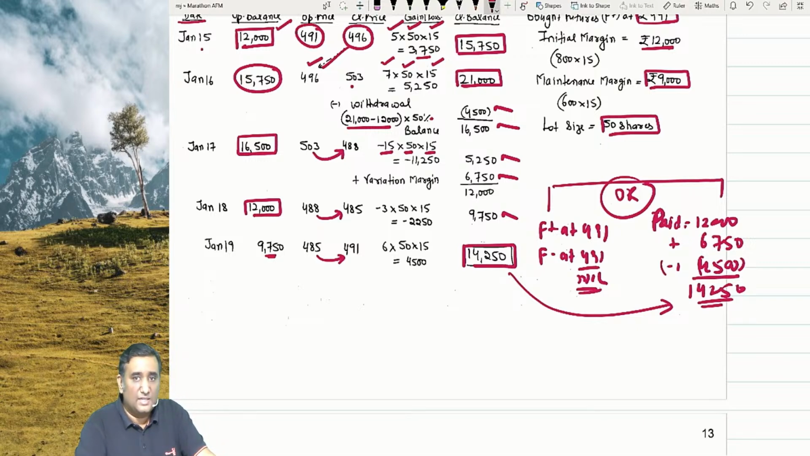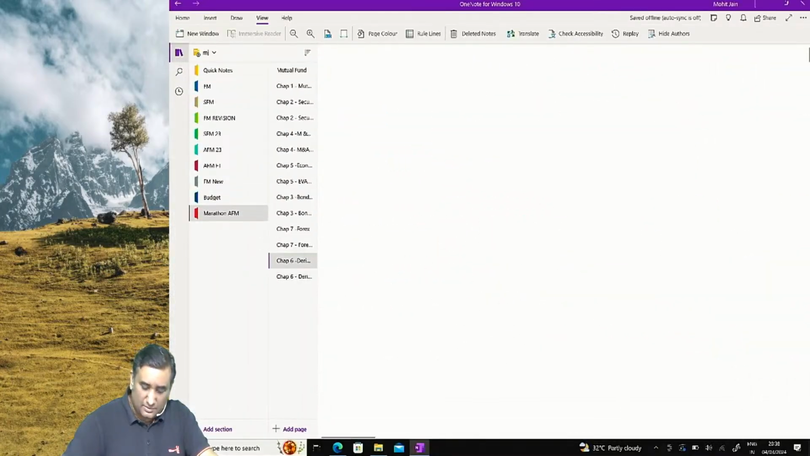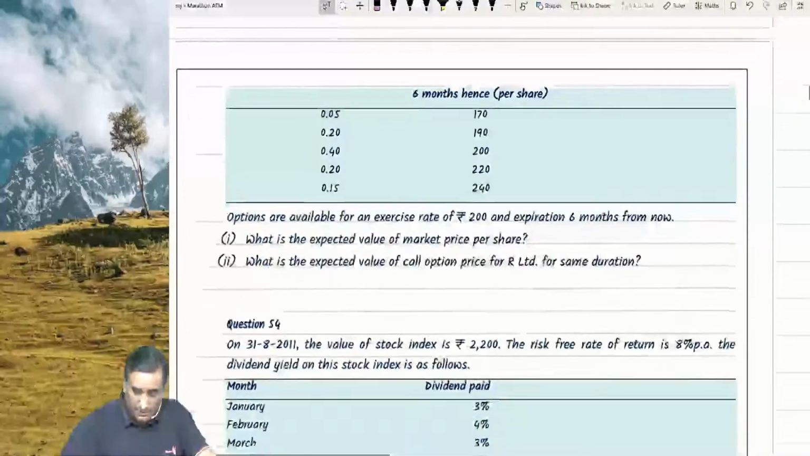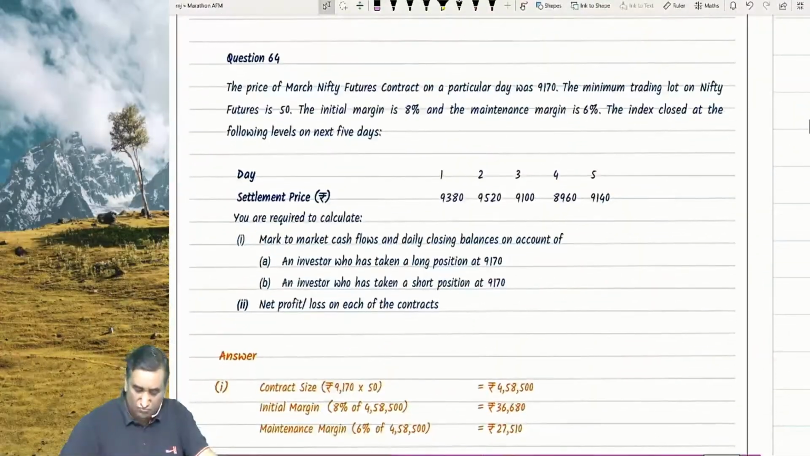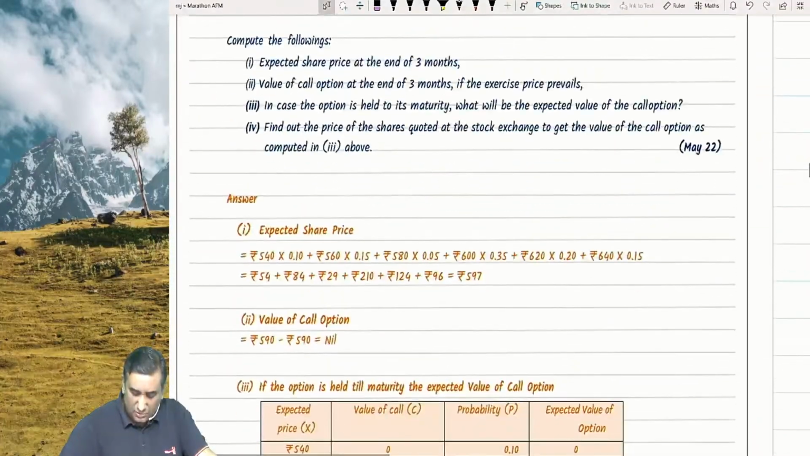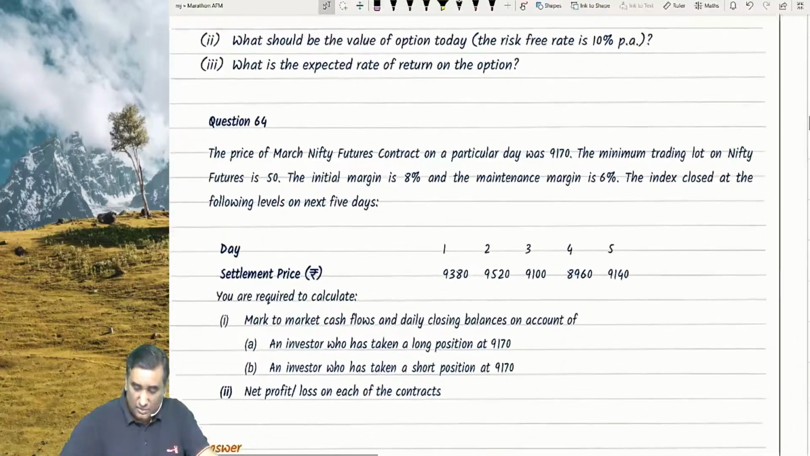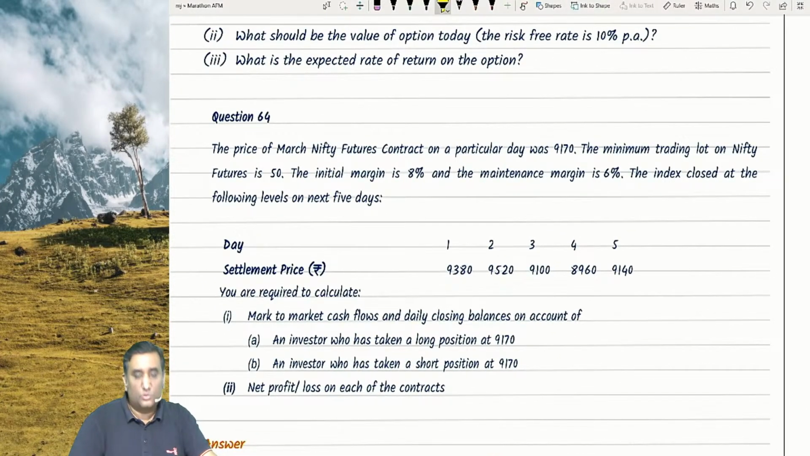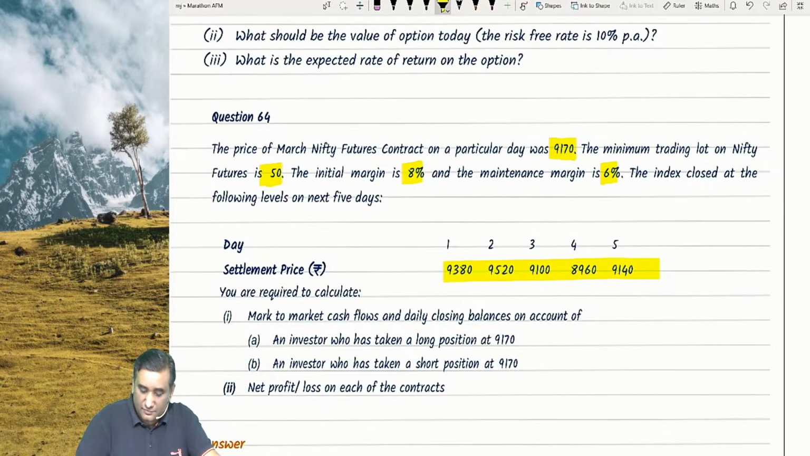Now second, I'll show you the question and answer. Also I'll show you how to read that answer so that you are comfortable reading it out, since it came recently in the exams. So first part, the 64th. I've given you only one, although 2-3 times they've asked the question. Look at this part. The 64th. The price of March Nifty future contract on a particular day was 9170. Minimum trading lot on the Nifty is 50 shares. Initial margin is 8%. Maintenance margin is 6%. Index closed at these levels. You are required to calculate mark to market cash flows and daily closing balance. Investor has taken a long position at 9170.